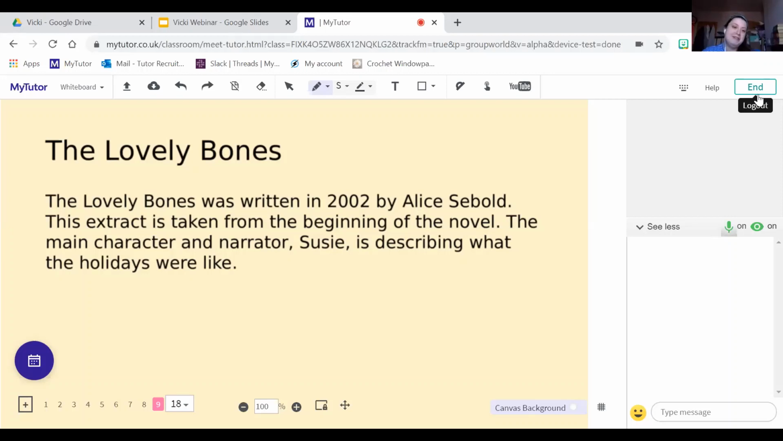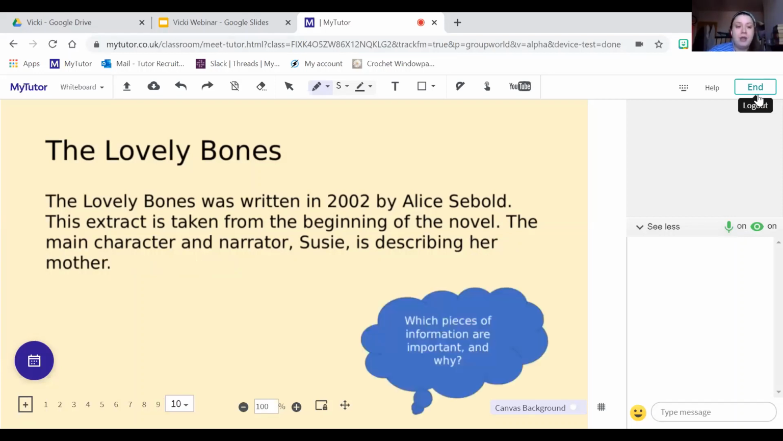So a little bit extra about the Lovely Bones. So Susie is a spirit, basically. She's writing, reflecting on her life. She has been murdered. It's an absolute gift of a text to work with. So I'm going to be looking at it for question 3 next week as well. So which pieces of information are important here and why? What do we need to bear in mind?